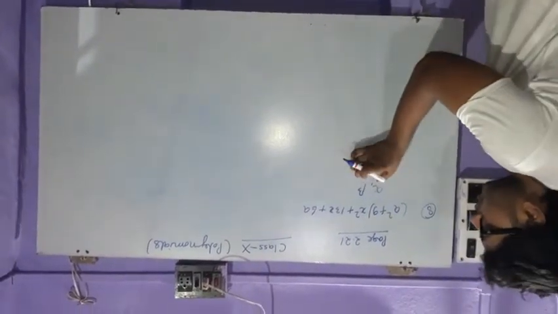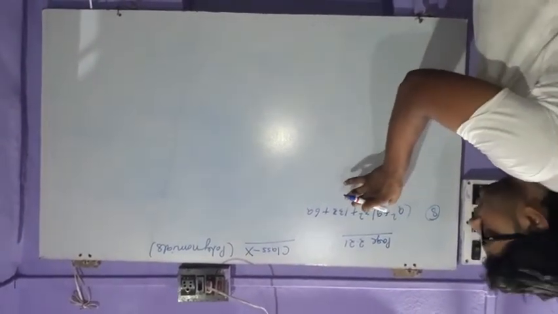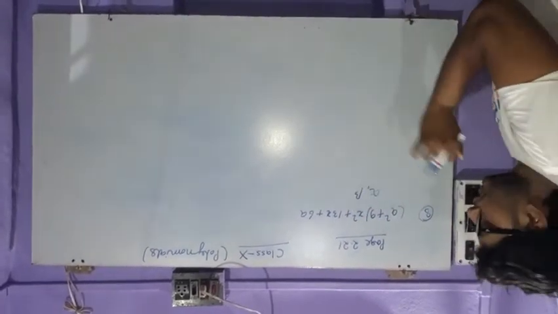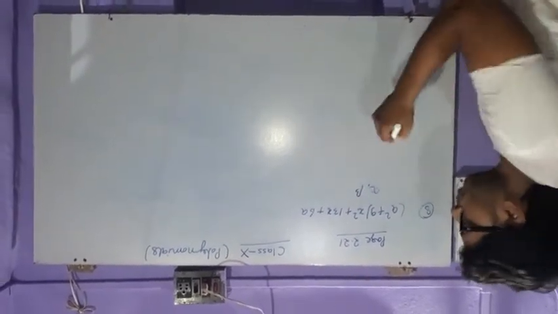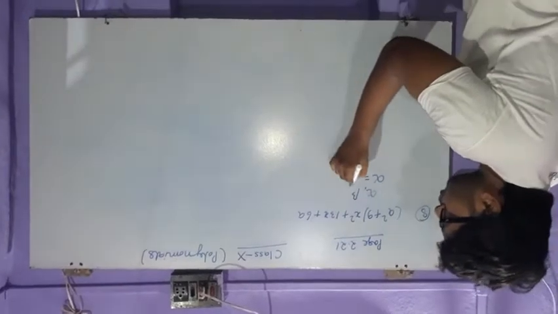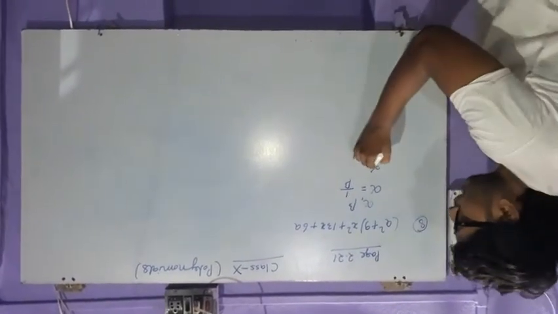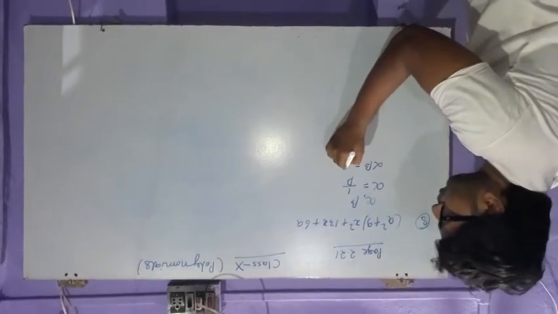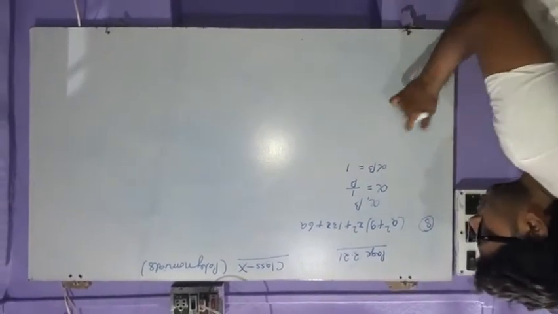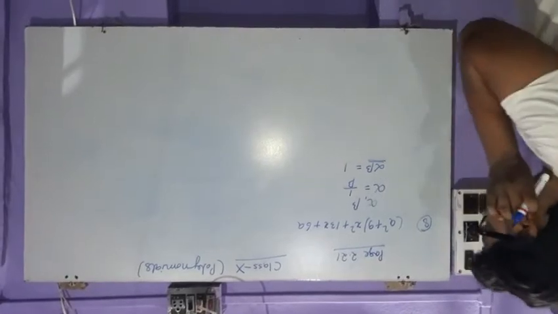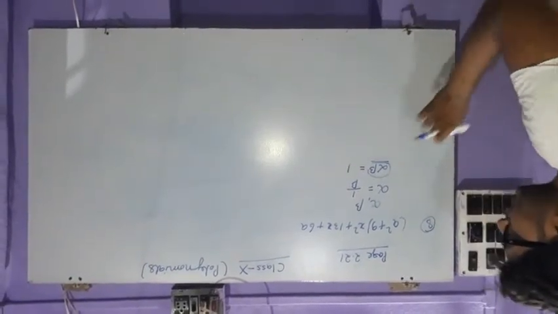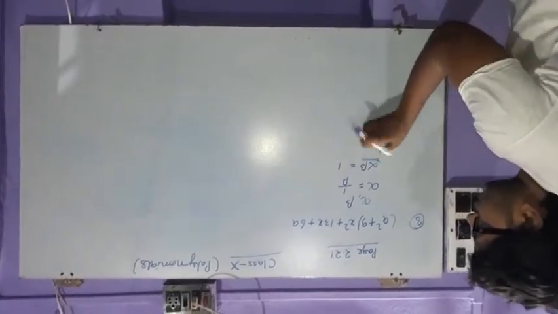Zeros means when we put the value of alpha and beta, the value of this equation becomes 0. So alpha and beta are reciprocal of each other. Reciprocal means alpha is equal to 1 by beta, so alpha beta equals 1. This is the product.